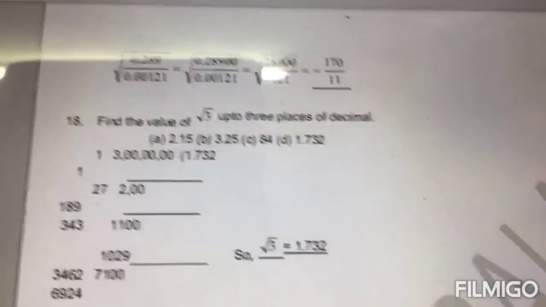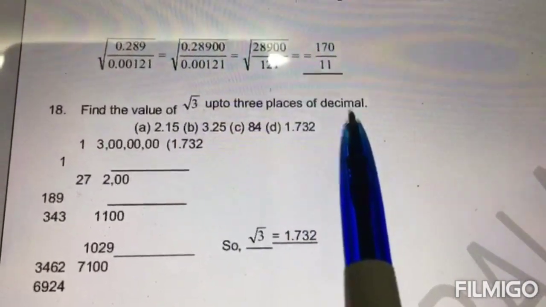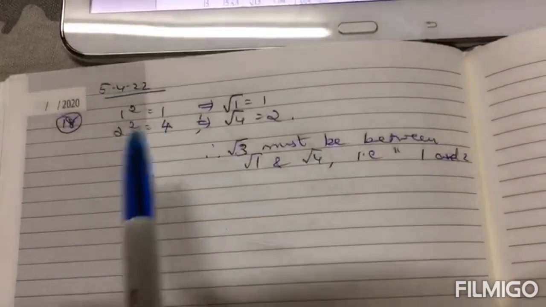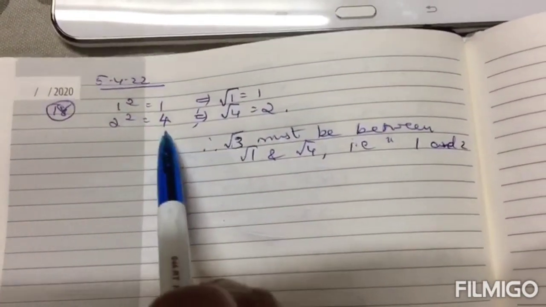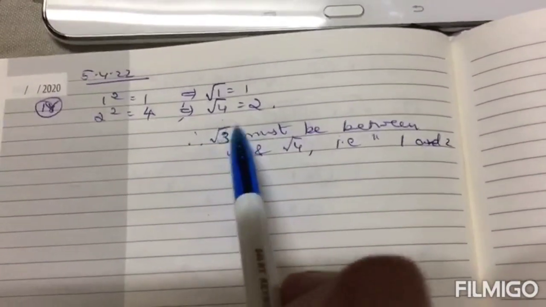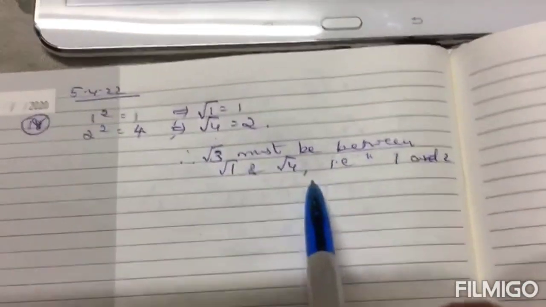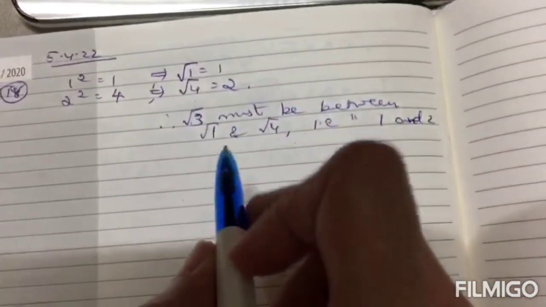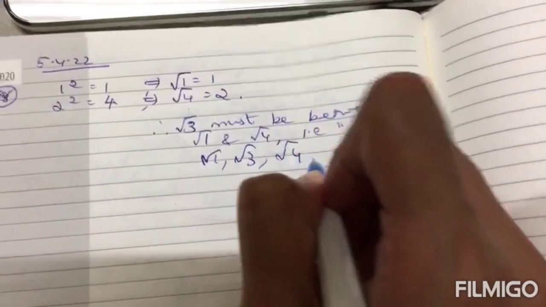Okay, so let's start number 18. Find the value of root 3 up to 3 decimal places. Okay, now let us use some common sense. We know that 1 square is equal to 1. Therefore, root of 1 is equal to 1. Correct? 2 square is equal to 4. Therefore, square root of 4 is equal to 2. Therefore, root of 3 must be between root of 1 and root of 4, isn't it? Because it is root of 1, root of 3, root of 4.